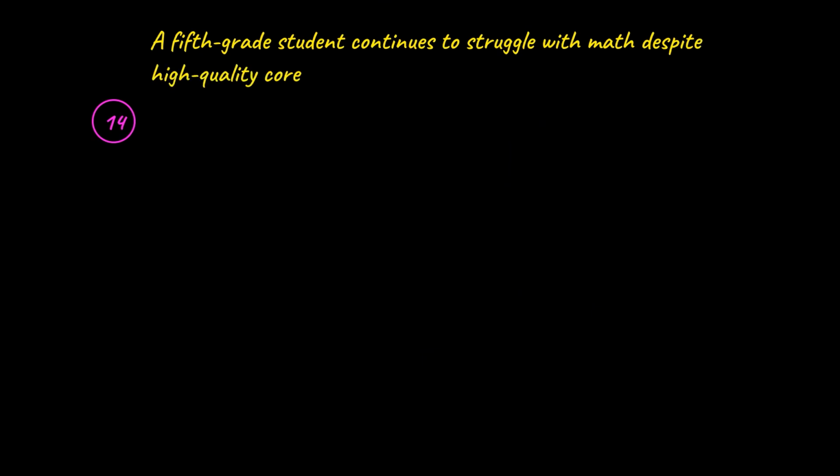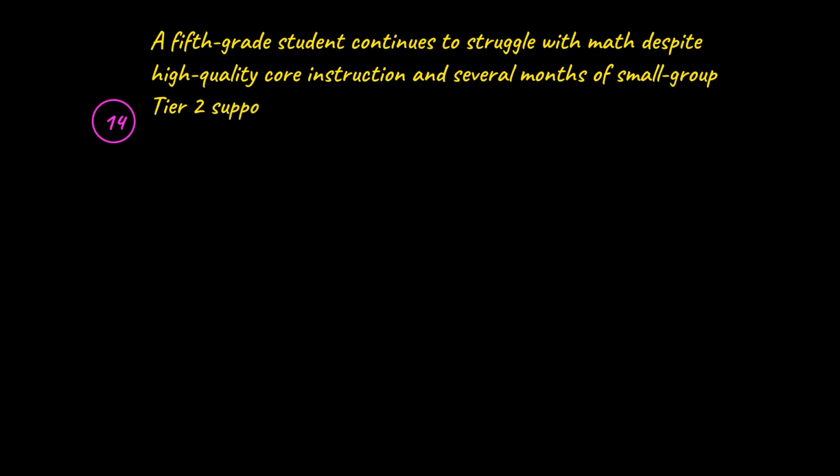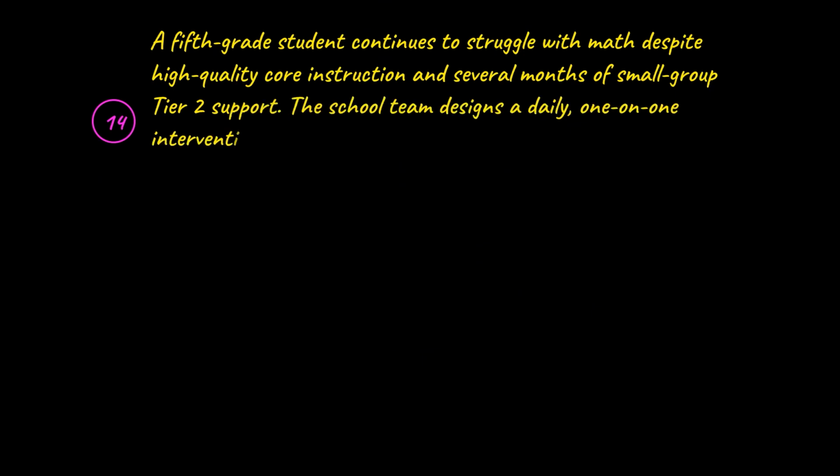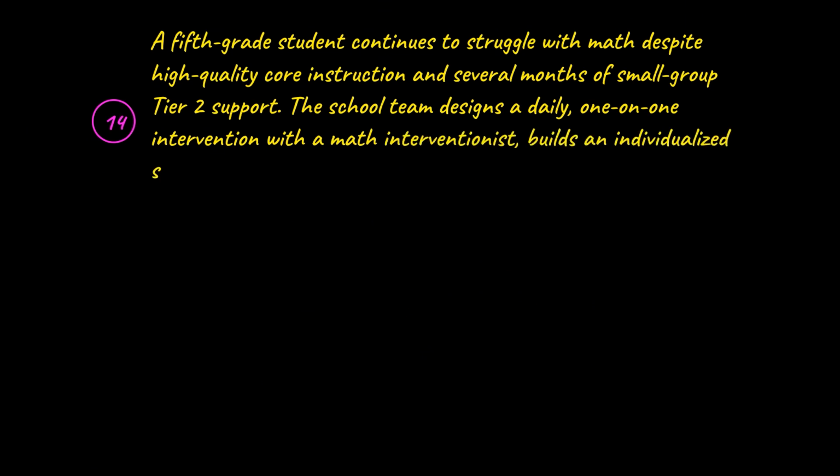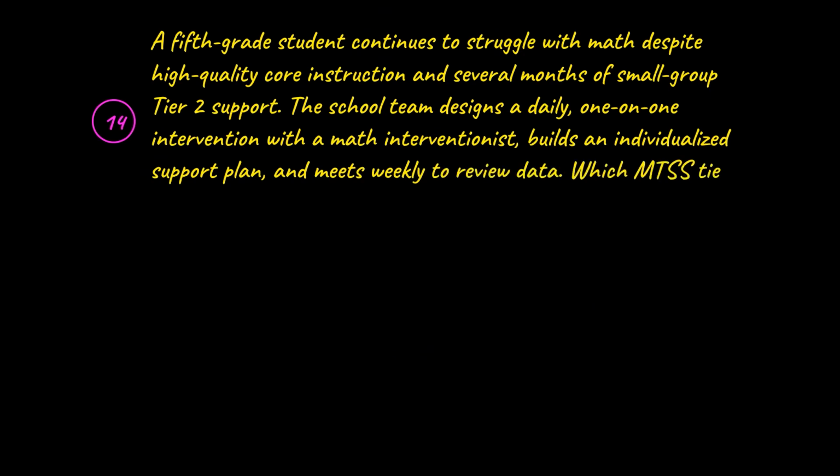Question 14. A 5th grade student continues to struggle with math despite high-quality core instruction and several months of small group Tier 2 support. The school team designs a daily one-on-one intervention with a math interventionist, builds an individualized support plan, and meets weekly to review data. Which MTSS tier is the team implementing?